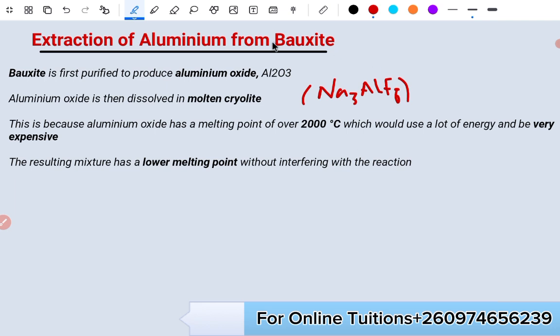Okay, so what happens now, if we are following the order, we are saying that bauxite is first purified to produce aluminium oxide, and then after that this aluminium oxide is dissolved in molten cryolite. And we've explained that they dissolve it in molten cryolite simply to lower the melting point. So cryolite can simply lower the melting point without interfering with the rest of the reaction. Let's see how that is happening.